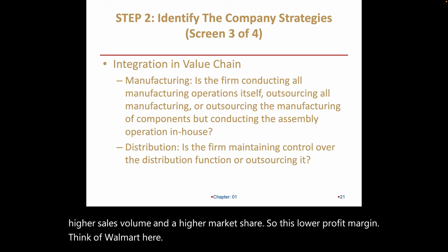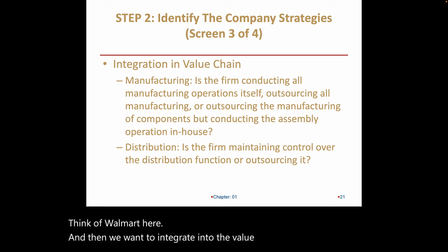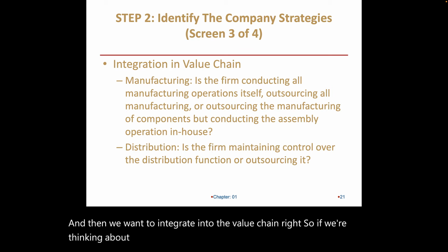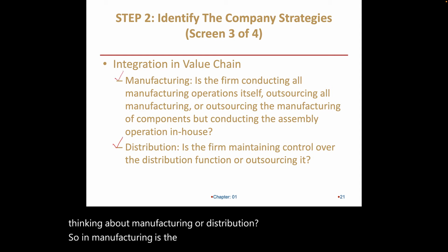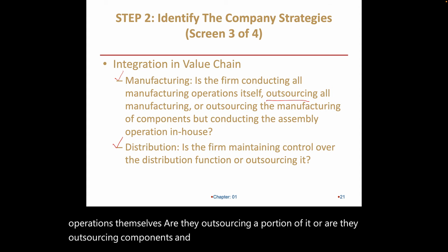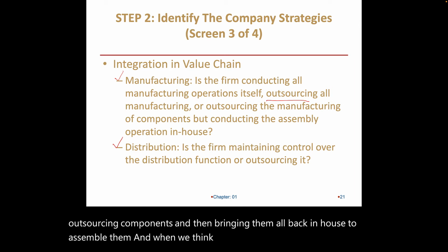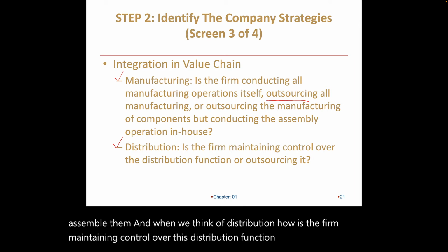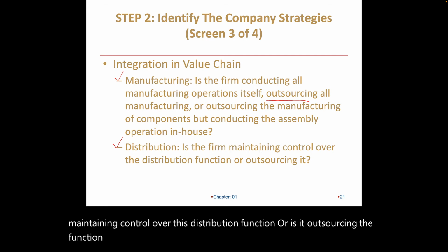And then we want to integrate into the value chain. So if we're thinking about manufacturing or distribution: in manufacturing, is the firm conducting all of the manufacturing operations themselves? Are they outsourcing a portion of it, or outsourcing components and then bringing them all back in-house to assemble them? And when we think of distribution, how is the firm maintaining control over this distribution function, or is it outsourcing the function in its totality?